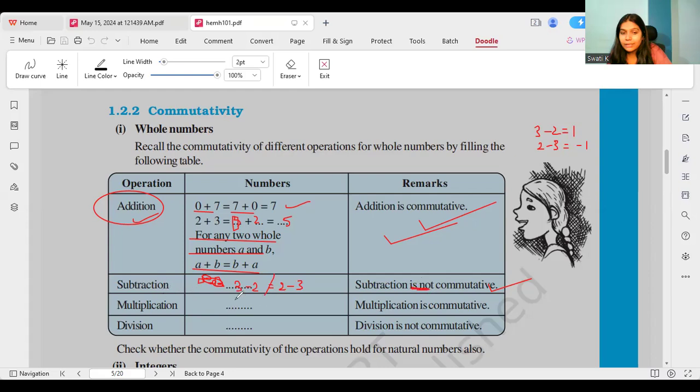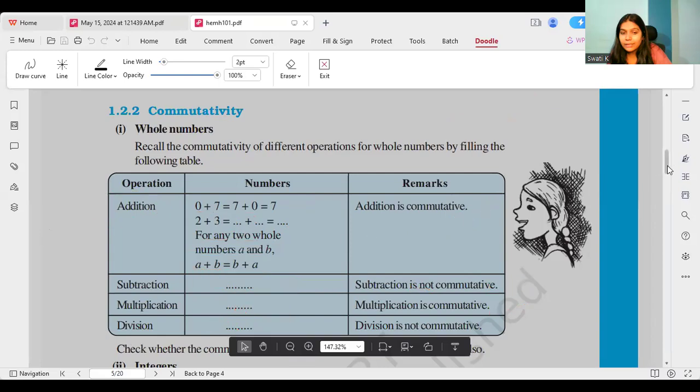Next is multiplication. It is commutative. Why? Because if you do 2 times 5, will it be the same as 5 times 2? Yes, it will be the same. So commutative. Division will not be true. For example, what is 10 divided by 2? The answer is 5. But if I do 2 divided by 10, the answer will not be 5, it will be 1 by 5, which is not the same as 5. So that is why division is not commutative. So for whole numbers, addition is commutative, multiplication is commutative, but subtraction and division are not commutative.